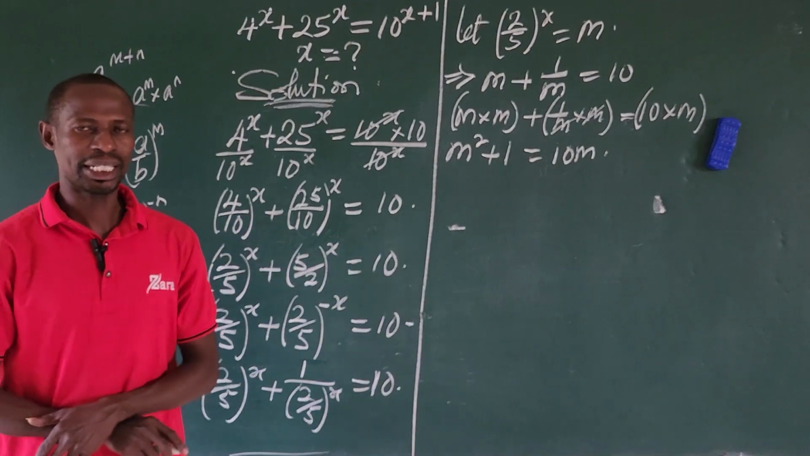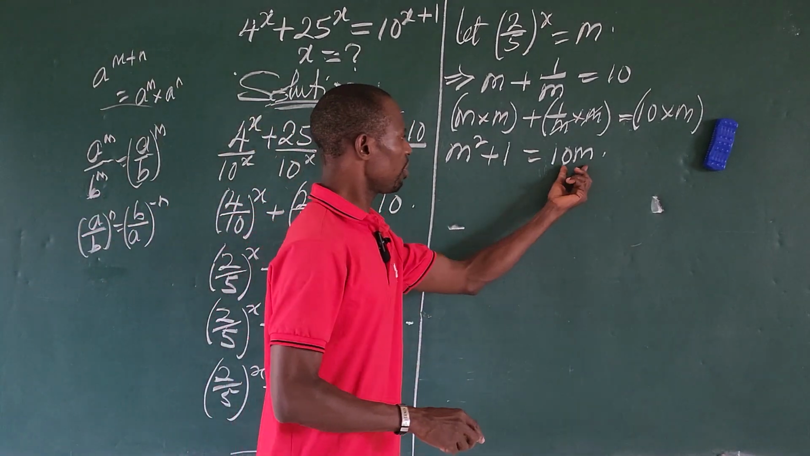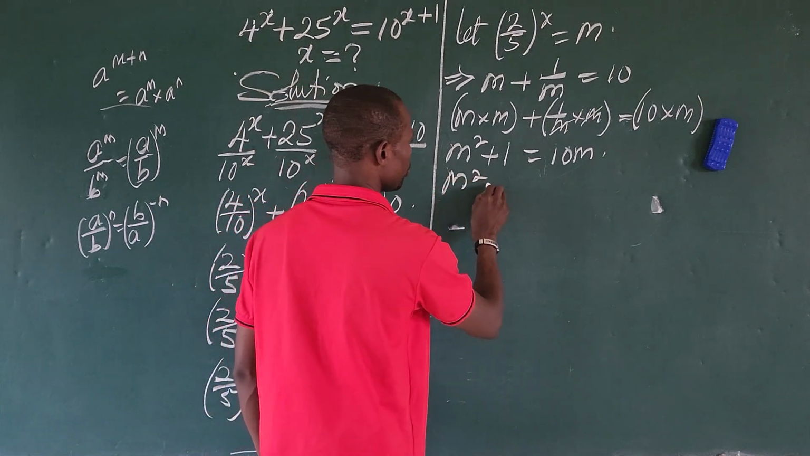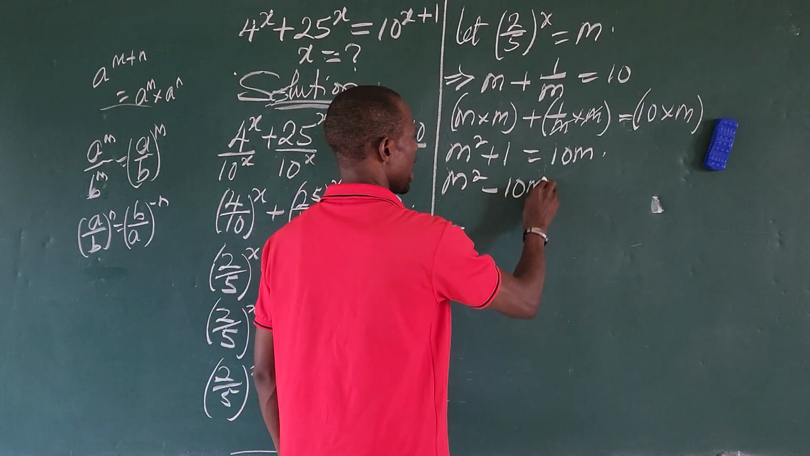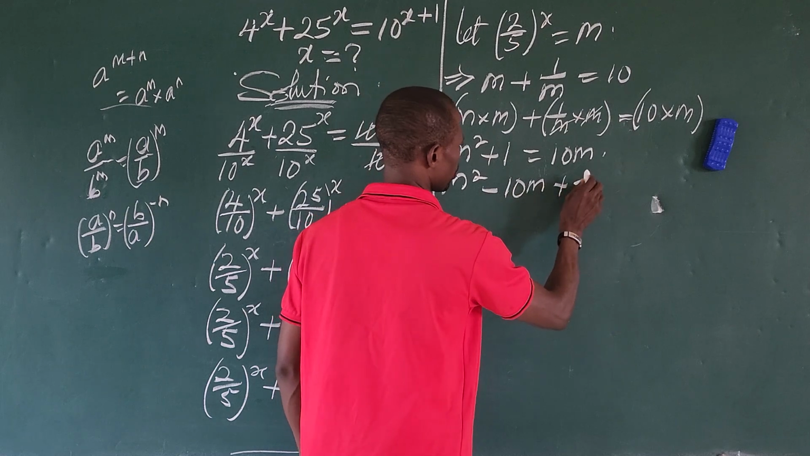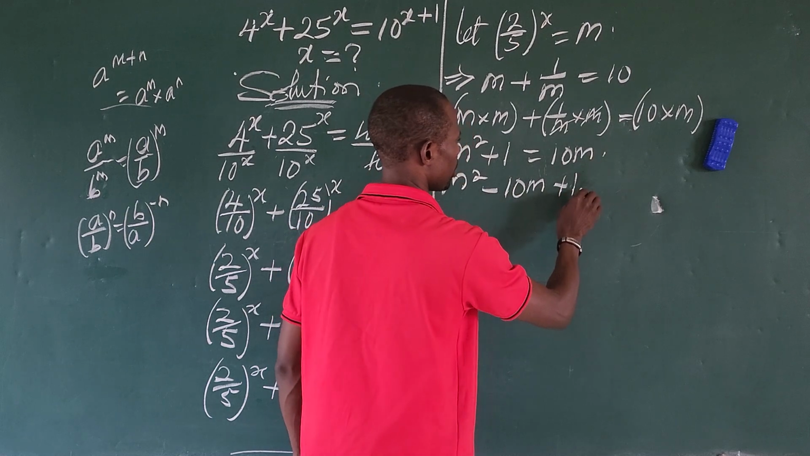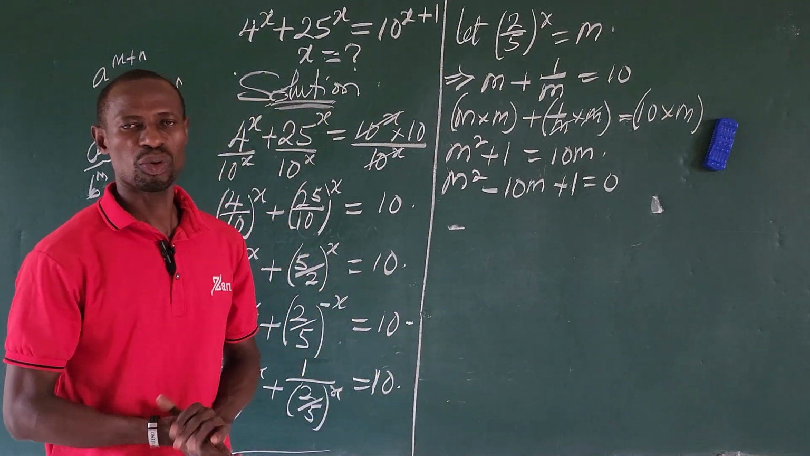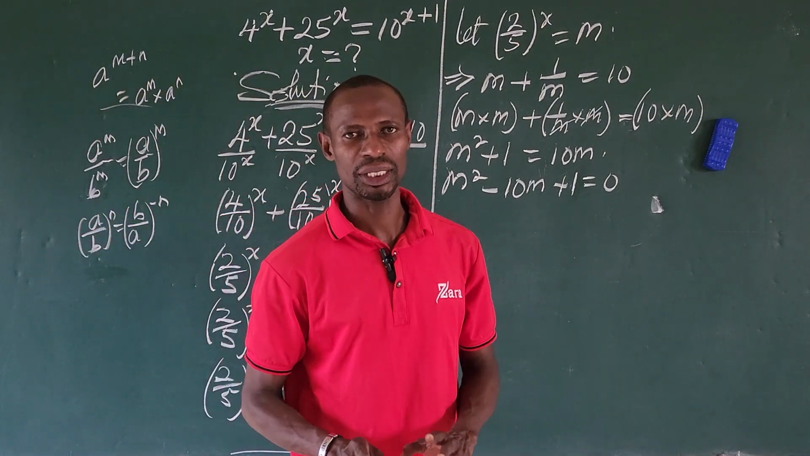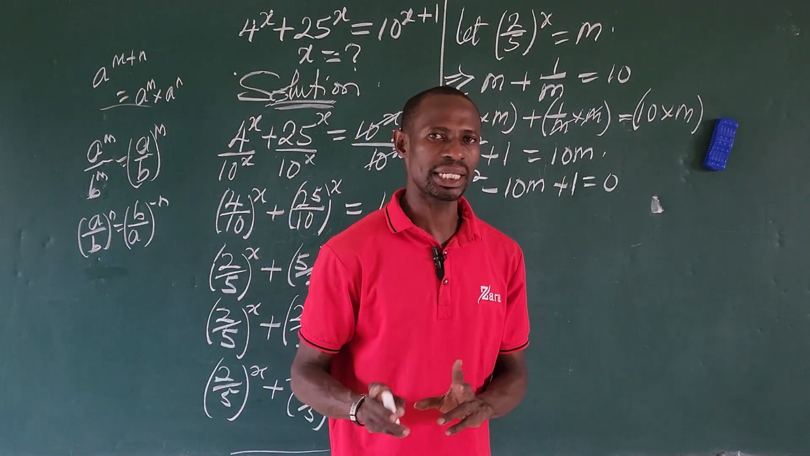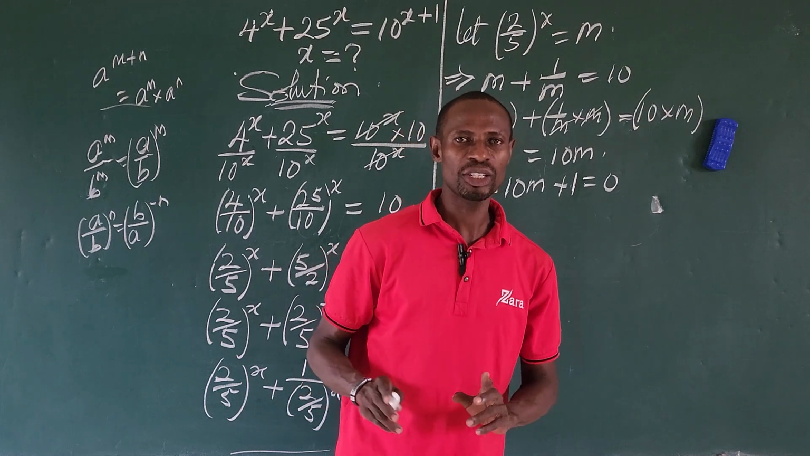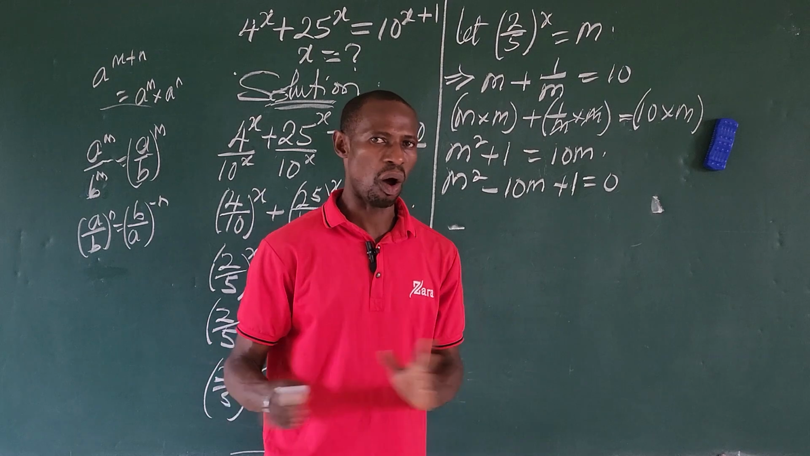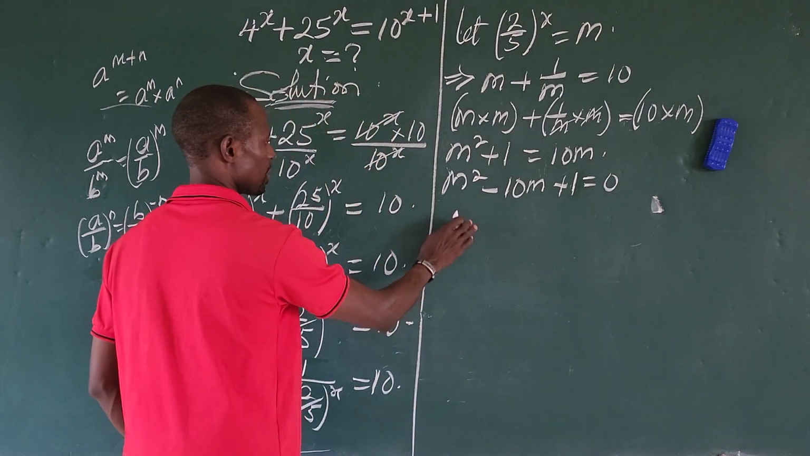What kind of equation is it? This is a quadratic equation. So we move this to the side of the expression. So this is going to give us m to the power of 2 minus 10m plus 1 equal to 0. So how do we solve this quadratic equation? We want to apply the formula method. We all know the formula method, which says that m equal to minus b plus or minus the square root of b squared minus 4ac all over 2a, right? So let's put it here.